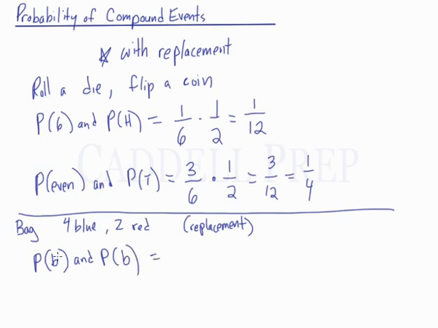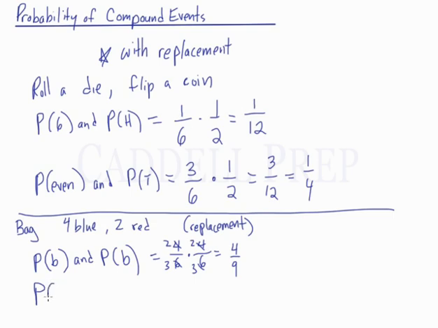The probability of getting a blue marble is 4 out of 6. Then the probability of getting it again, or getting a blue marble, not necessarily the same one, would be 4 out of 6. So we can multiply these. I'm going to reduce them first. 2/3, 2/3, and we get 4 out of 9.